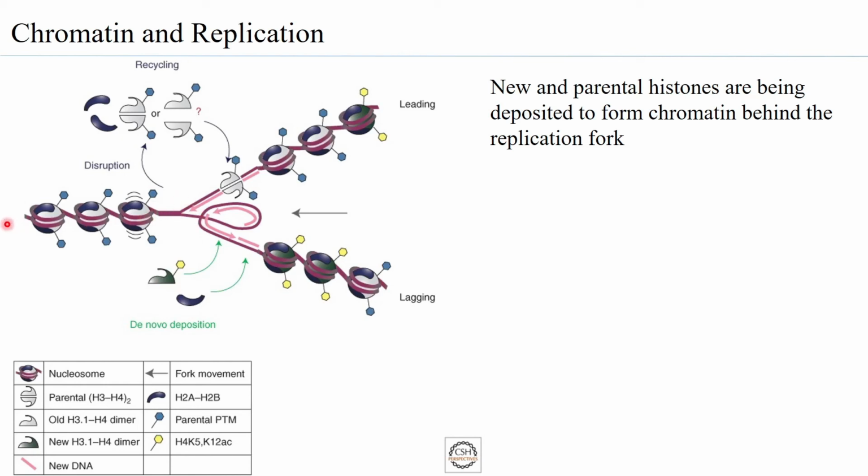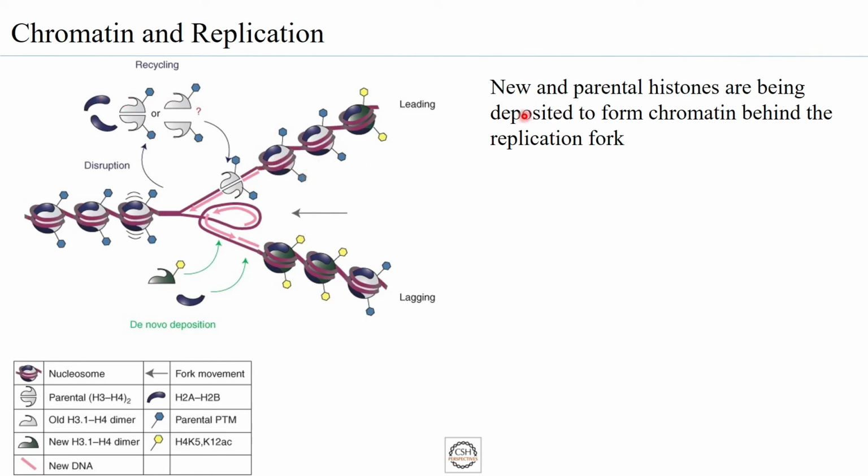Now, the observation here is that as the CMG helicase, which is present over here, moves forward, these existing nucleosomes are disrupted and they dissociate into H3-H4 dimers and H2A-H2B dimers. And it is these displaced dimers that can again associate with the newly synthesized DNA to form the nucleosome again, to form the chromatin again.